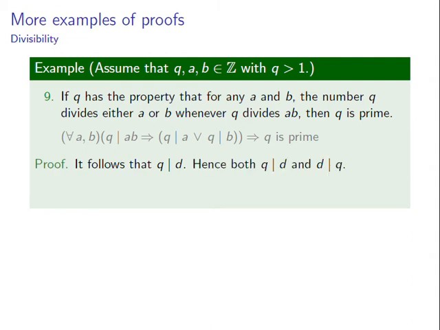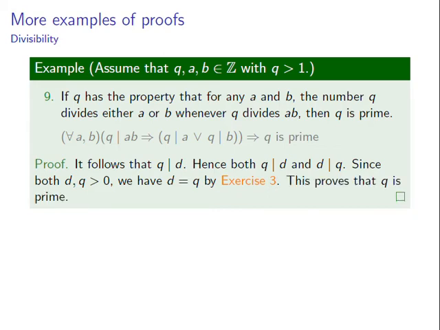This, together with the hypothesis, shows that both conditions, Q divides D and D divides Q, hold. Since both D and Q are positive integers, it follows from exercise 3 that D is equal to Q. This proves that Q is prime.